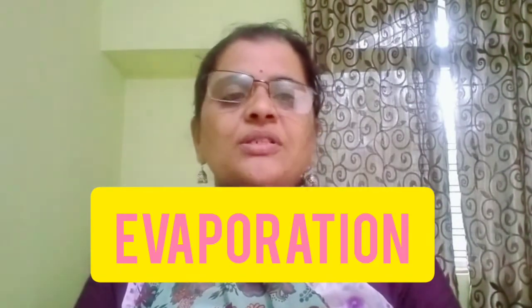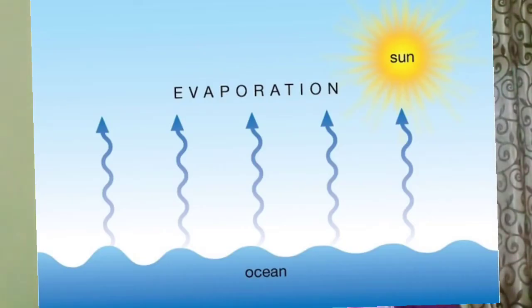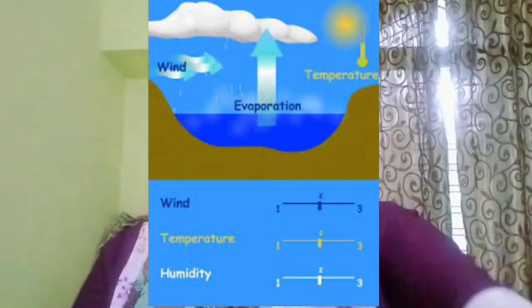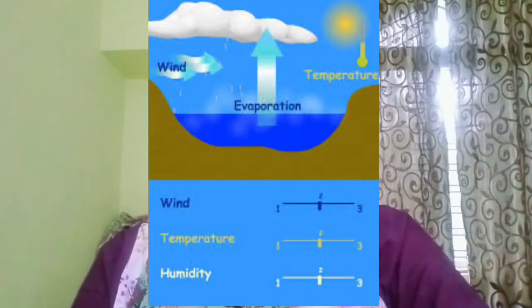Evaporation is the process of converting water into water vapor due to the sun's heat. The water on the earth gets converted into vapor. The evaporation process depends upon the following factors: dryness of air, temperature of air and wind speed.